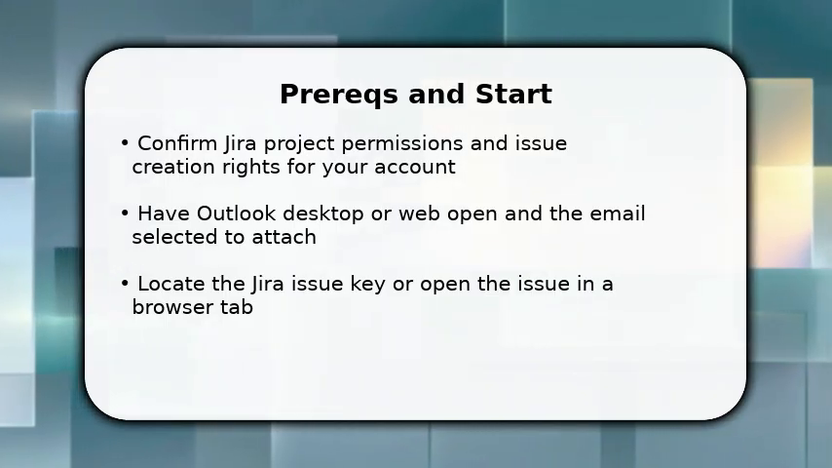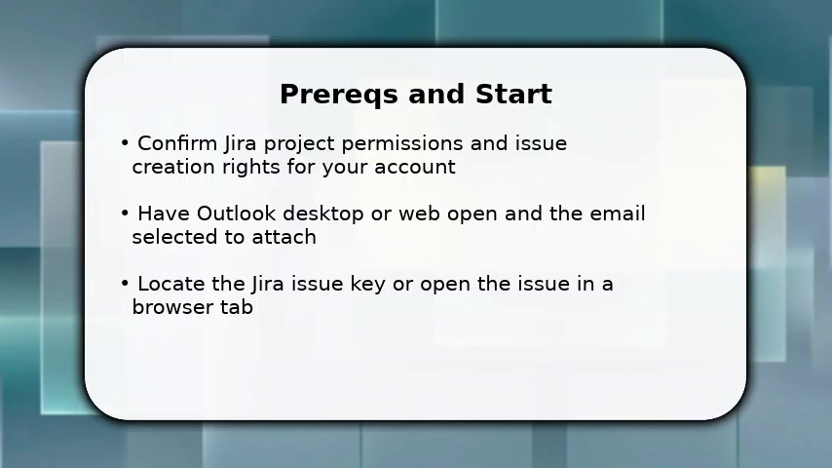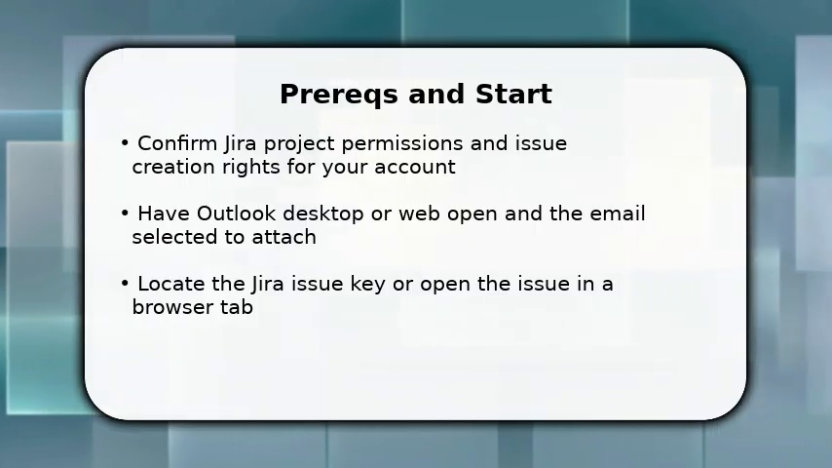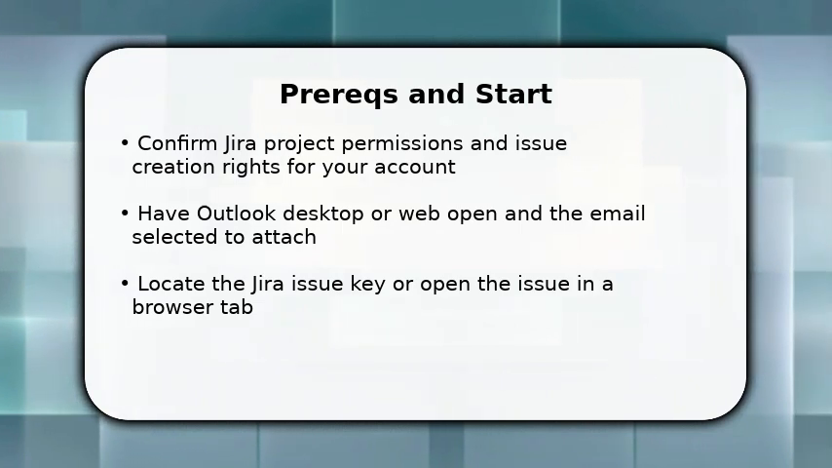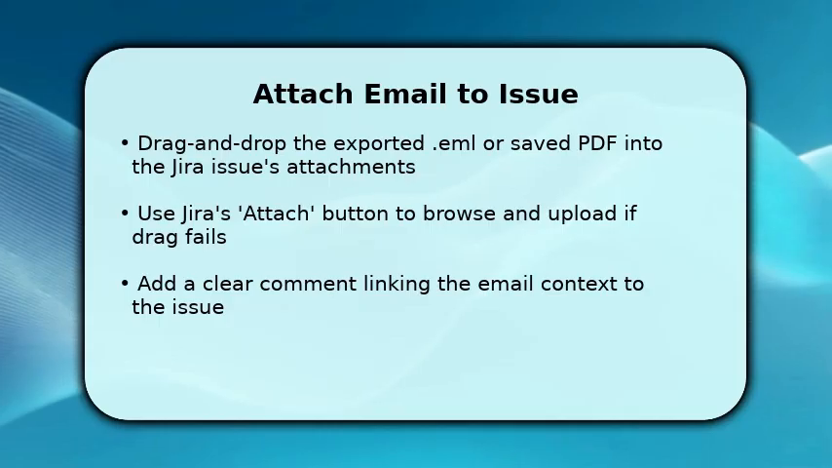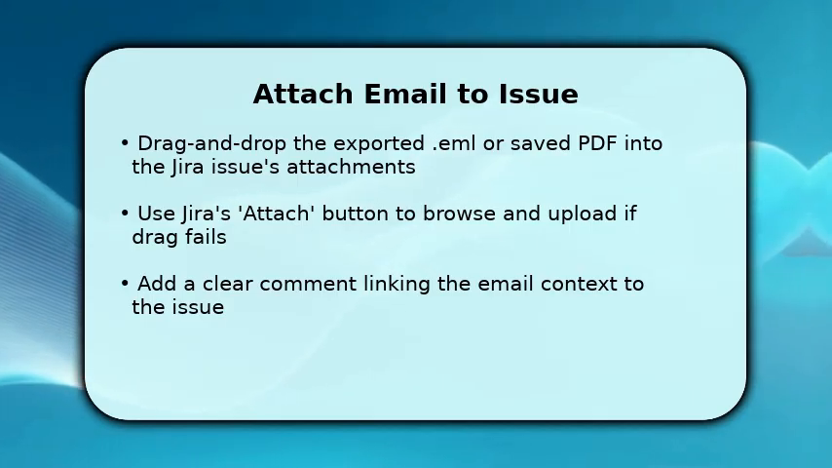If you need the email as EML or PDF, export or drag it to a local folder. This saves time and prevents errors in the next step. You now attach the saved email file directly to the Jira issue. If your email client supports drag and drop, drag the EML or PDF into the issue attachments area. This is fastest and preserves content.